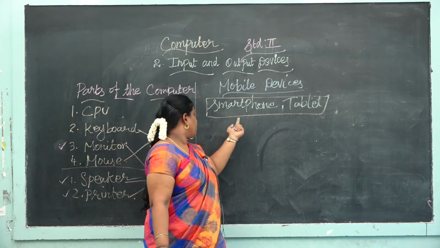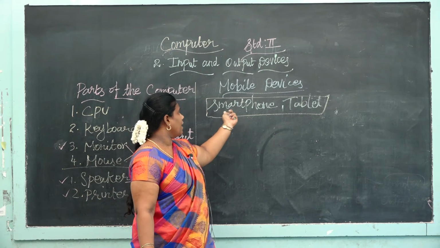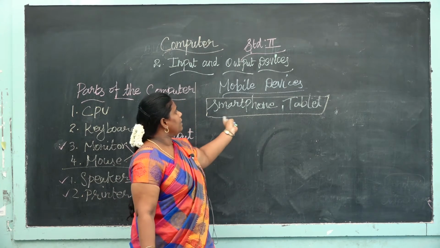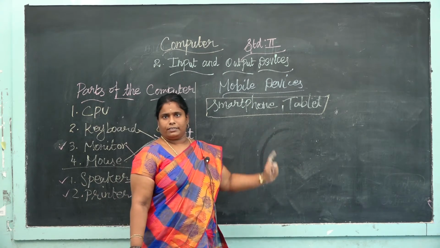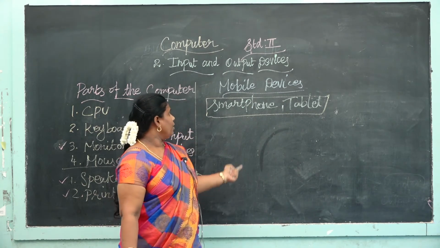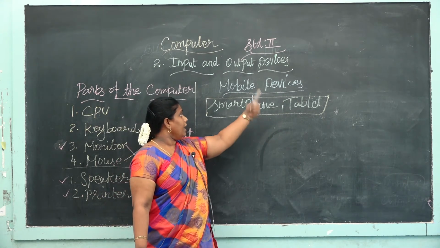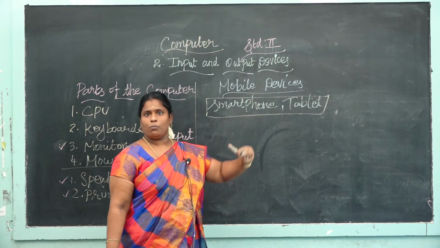A smartphone is called smart because it is like a computer. So we can carry them everywhere. Already you must have seen them in the hands of elders. Okay. Now we are going to see what the input and output devices of mobile devices are.